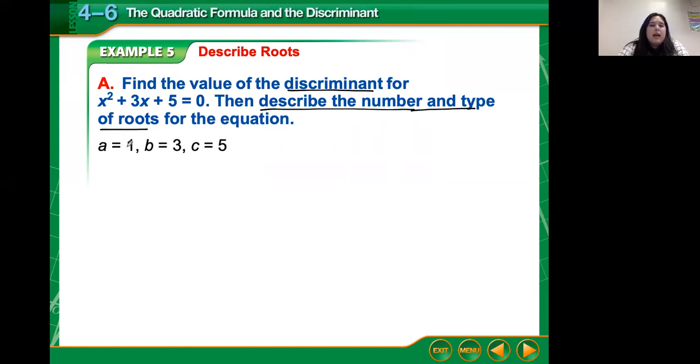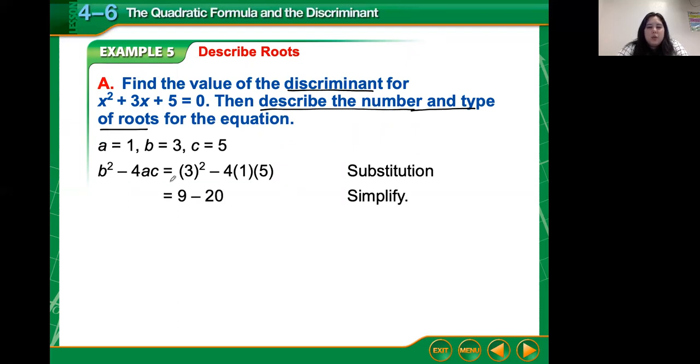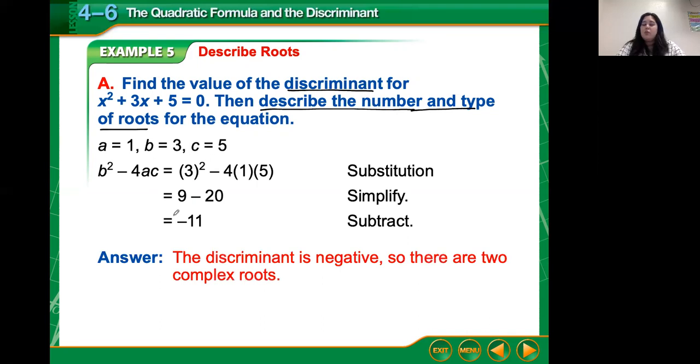So we're going to take a look at A, B, and C. A is 1, B is 3, C is 5. And the discriminant is, again, b squared minus 4ac. So we're going to substitute our values in. We get 9 minus 20, which gets us negative 11. Because my answer is negative, I know I have 2 complex roots.